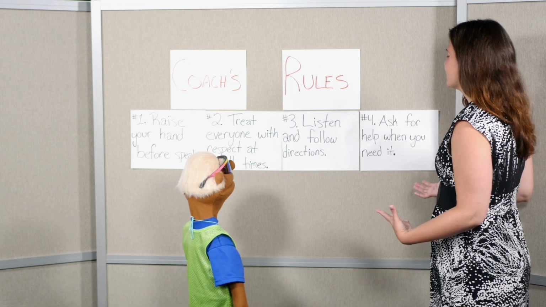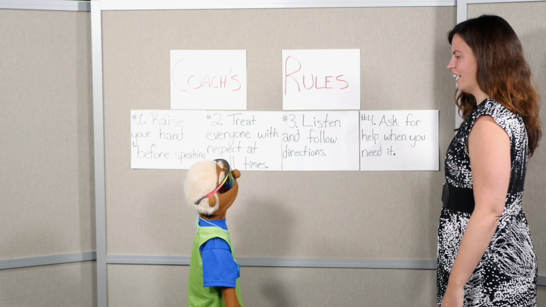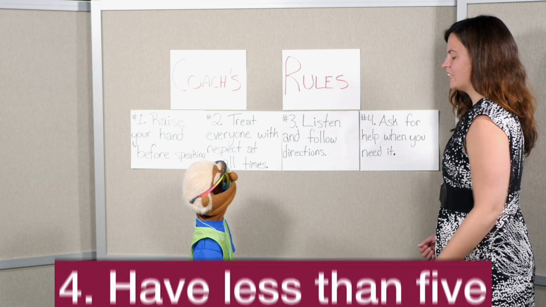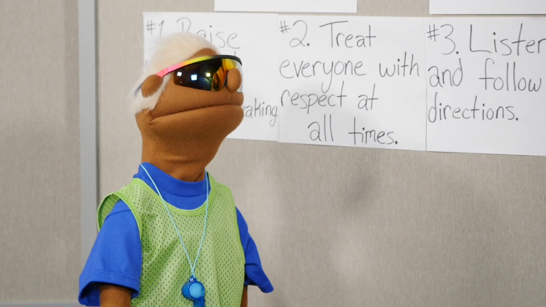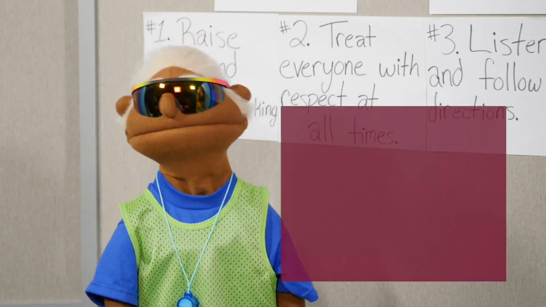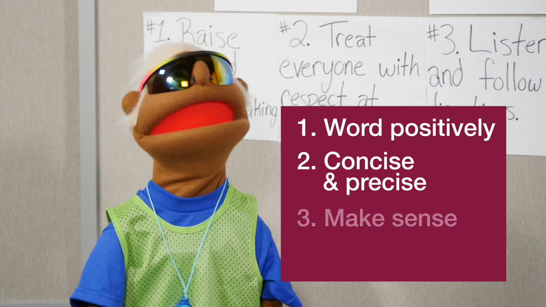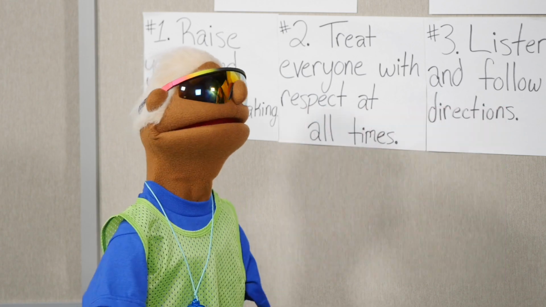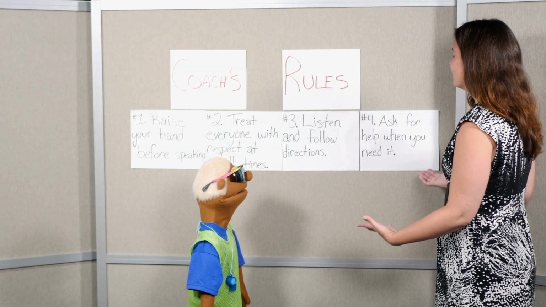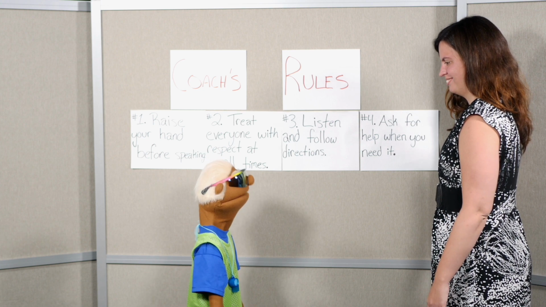Wow, now this is a great set of rules. And you even followed one important guideline without even trying to. Keep your rules few in number, preferably less than 5. I've learned so much today. Rules should be positive, concise, precise, make sense, and be kept to 5 or less. You've done such a great job today, Coach. And you've displayed your rules where all of your students can see them. Thanks for all your help, Tara.